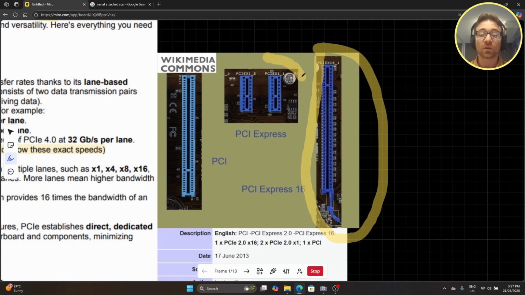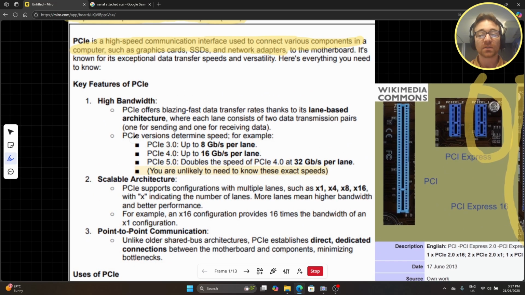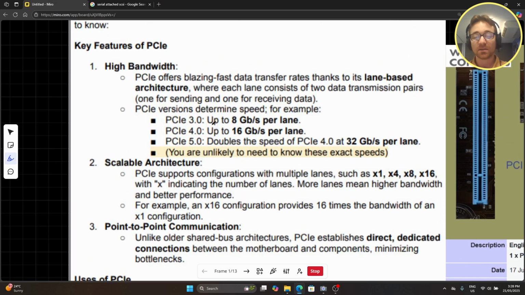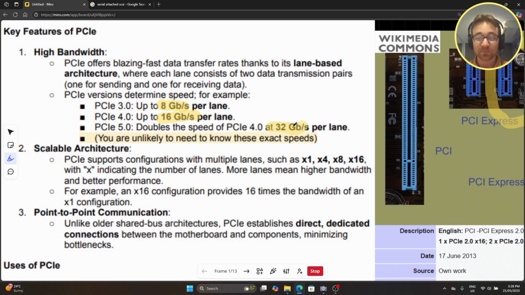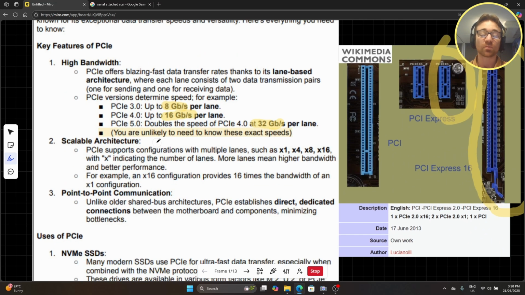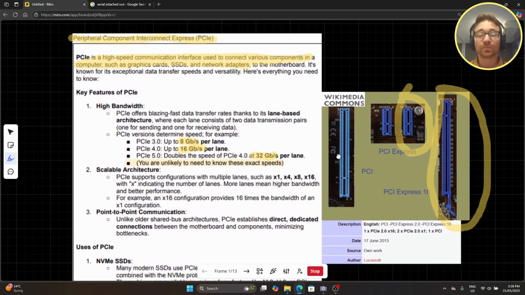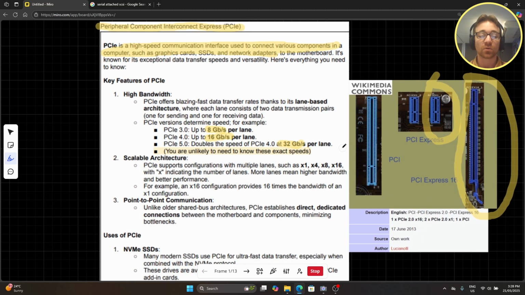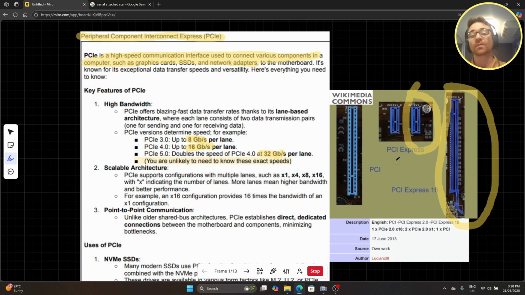You can also get these smaller PCIe slots depending on how big that expansion card or drive is, right? So you may need to know about the standards and speeds. PCIe 3.0 is up to 8 gigabits per second. PCIe 4 is up to 16 gigabits per second. PCIe 5 is up to 32 gigabits per second per lane. You're probably not going to need to know those, but basically the premise is it's a really fast way to communicate over that motherboard, right? It's a super fast way to do it, and it enables the use of NVMe.